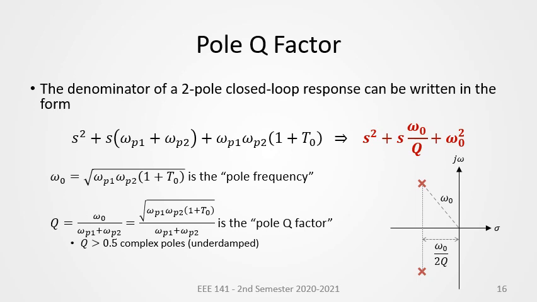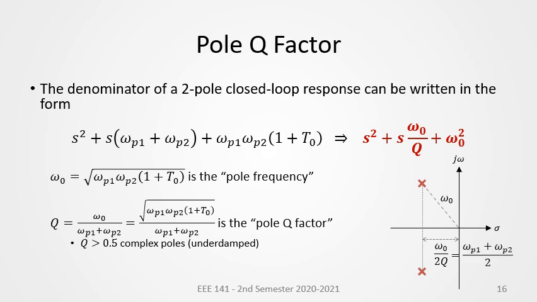In our plot, the distance between the complex conjugate poles' real part and the sigma equals 0 line is equal to omega naught over 2Q. And thus, if the poles are overlapping at the real axis, then the distance is omega naught, and that will only be equal to this expression here if Q is equal to 0.5. But beyond that, the poles will be complex conjugate pairs.